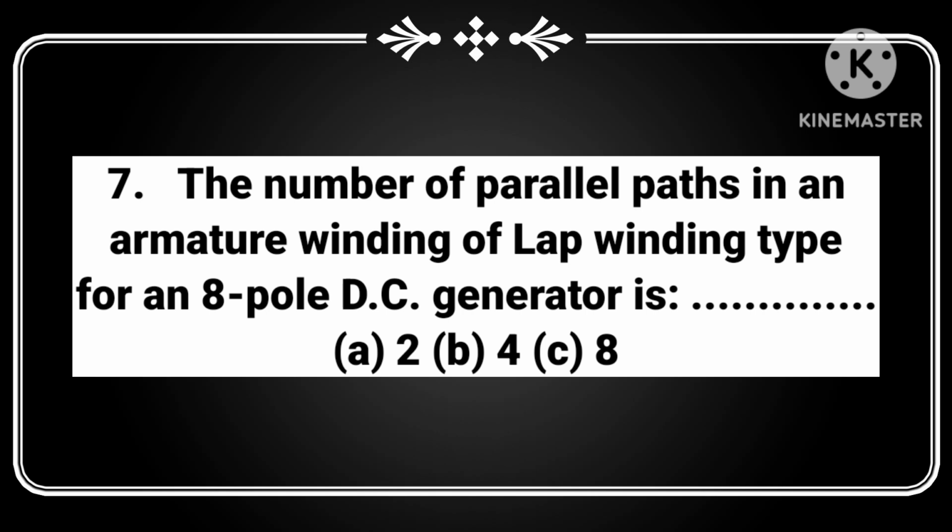The number of parallel paths in an armature winding of lap winding type for an 8-pole DC generator is dash. Options: 2, 4, 8, and for lap winding it is 8.